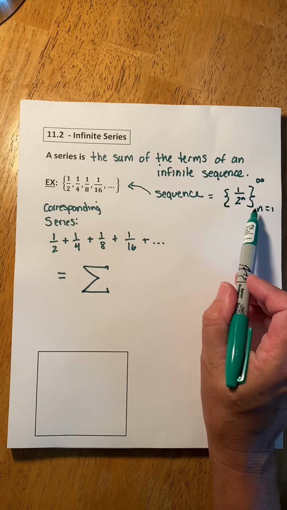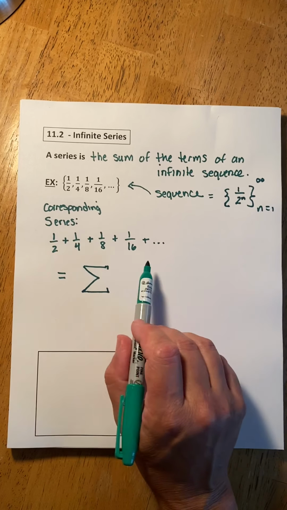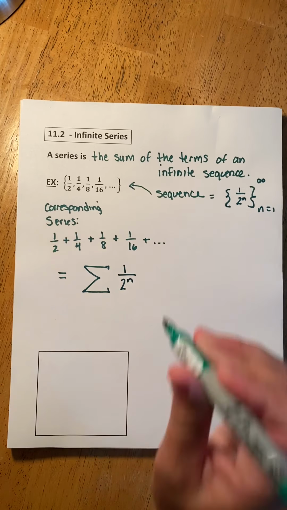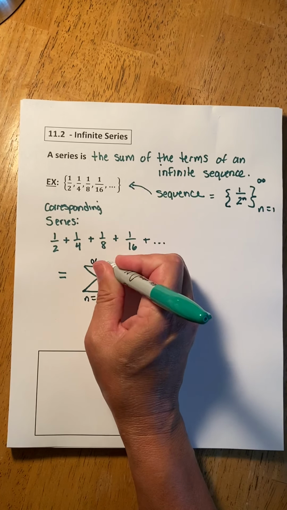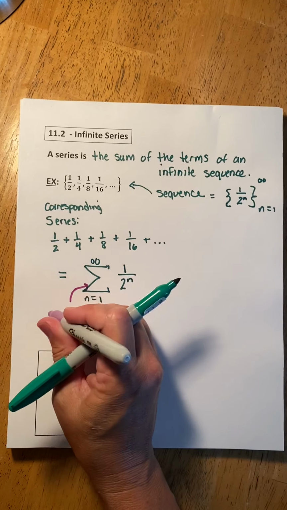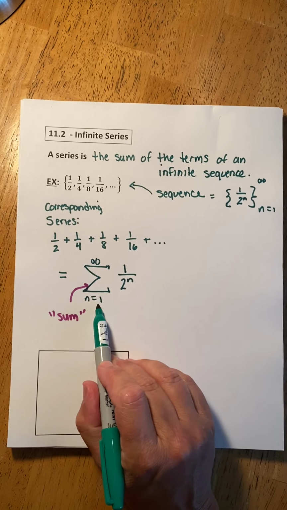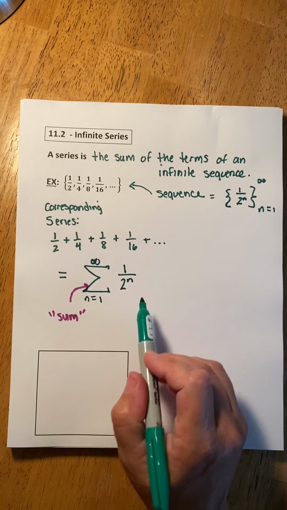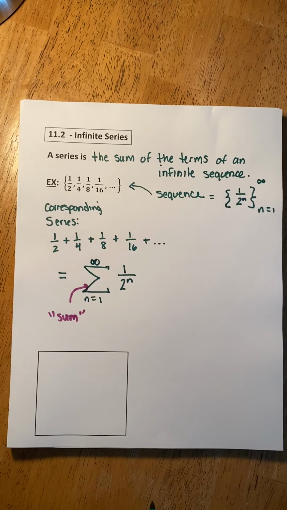We use the brackets when we want to list the elements and look at it as a sequence. When we look at it as a sum, we take that same explicit formula and put it here, and we start at 1 and go to infinity. Anytime you see this capital sigma in math, it means sum. So this says, start by plugging in 1, so we get 1 over 2 to the 1, and then add to that 1 over 2 squared, 1 over 2 cubed, and all the way up to infinity.